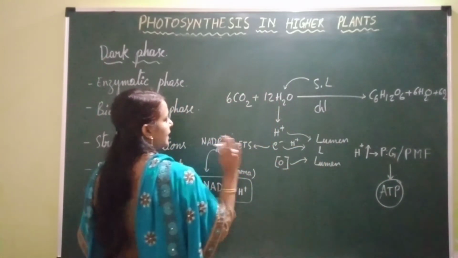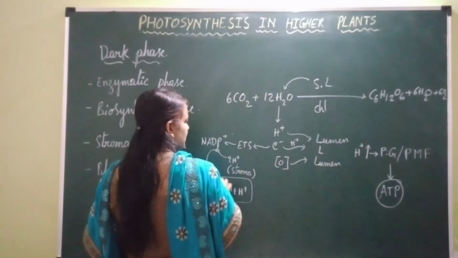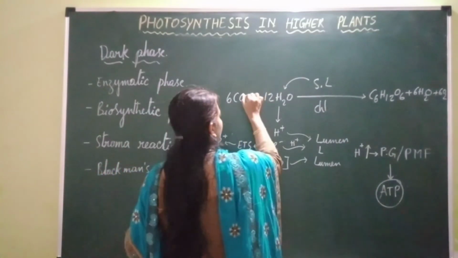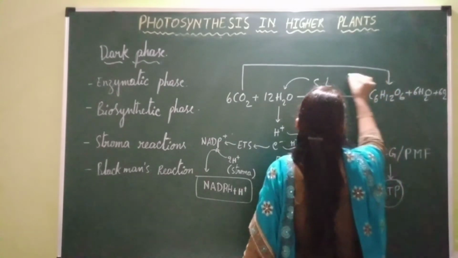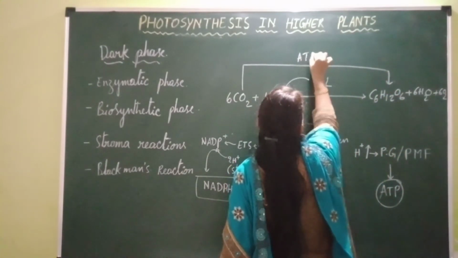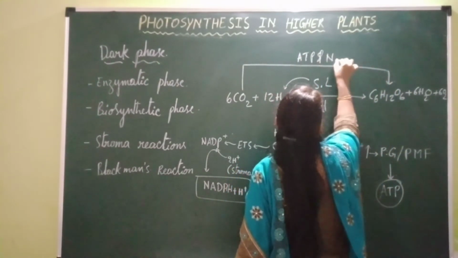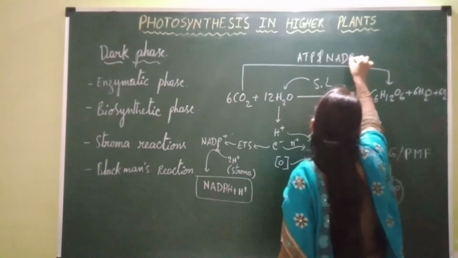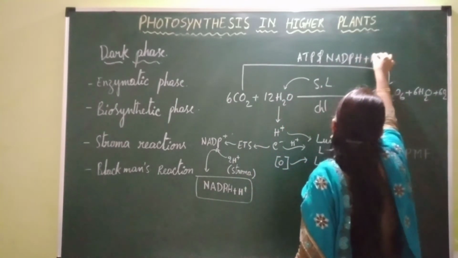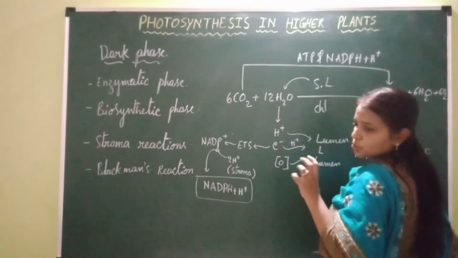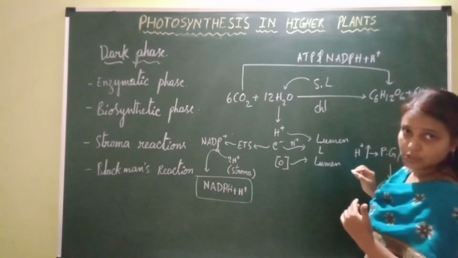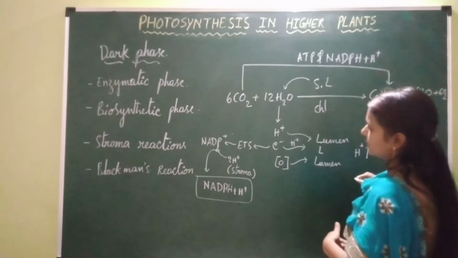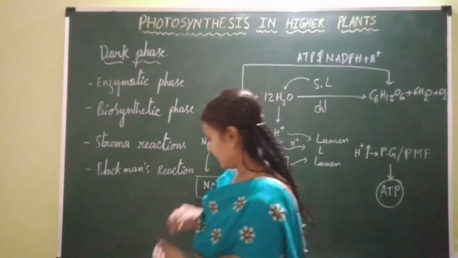So these are all the reactions taking place during light phase. Now let's see dark reaction. In dark reaction, this ATP and NADPH are utilized for the reduction of carbon dioxide into carbohydrate. This reduction takes place inside the stroma of the chloroplast. Hence dark phase is also called as stroma reactions.